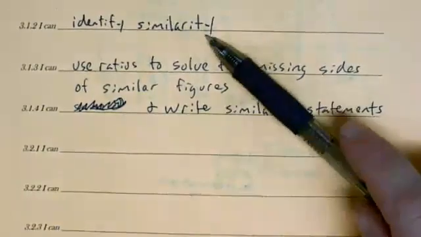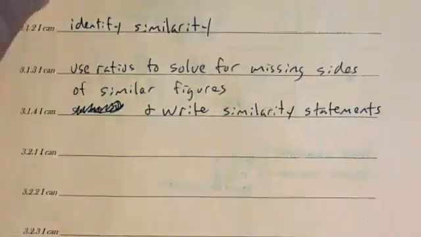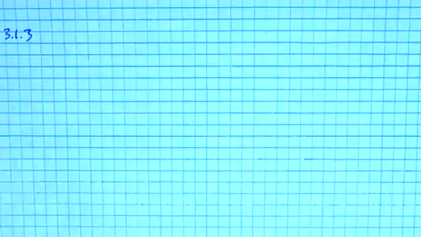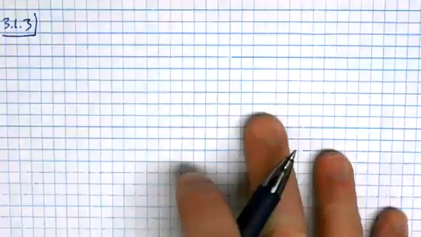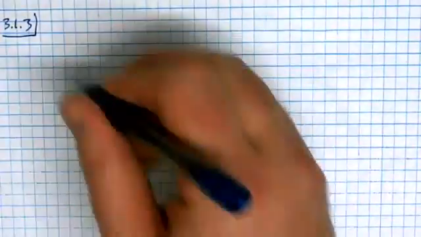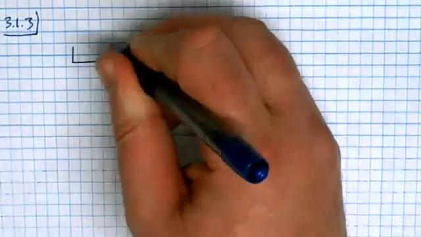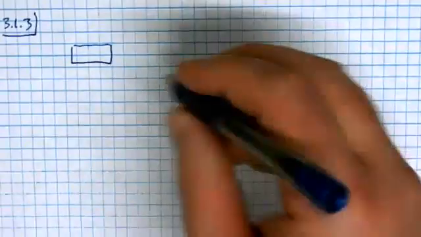So remember, our last learning target was identify similarity. And I'm going to give you a problem. This is based on one out of the book, but I'm going to modify it a little bit. So you don't need to worry about opening your book up just yet. Just go ahead and sketch this for me. We've got a couple of rectangles. One's a little bit smaller than the other one.